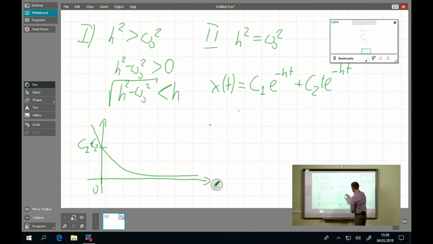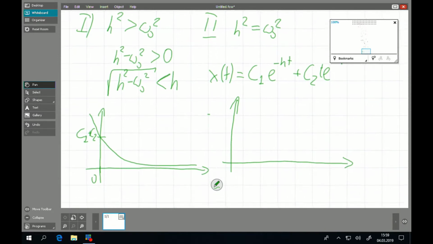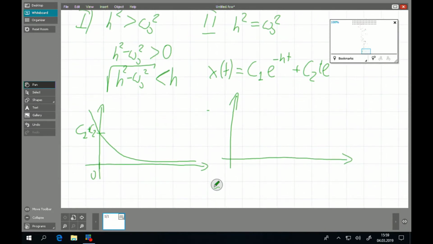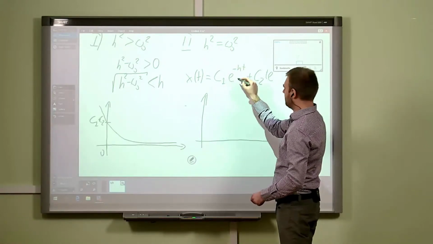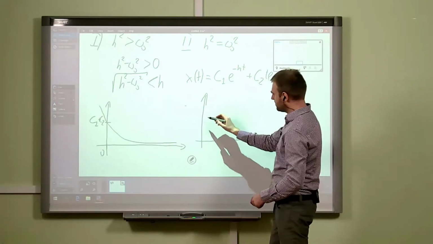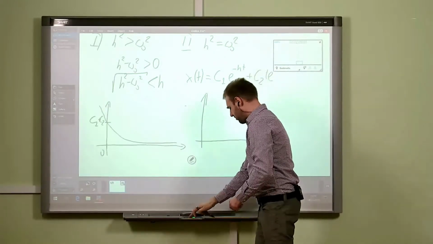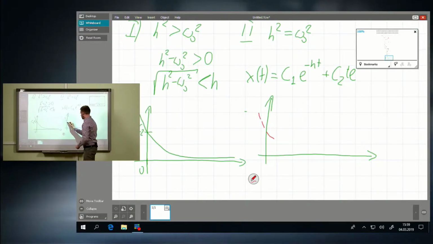And the graph of the process will be as follows. That function looks like my negative exponent function. Okay, it means it will look like that. I will put it as a dashed line here. Okay, here we have C1.